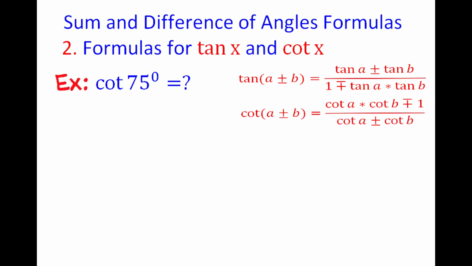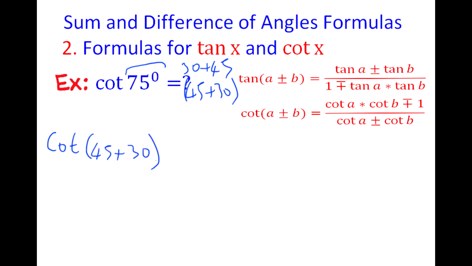Again, we will try to write this 75 as a summation or as a subtraction of two angles. So we can write this 75 as, guys, 30 plus 45, right? Let me write the bigger one first. So it's going to be 45 plus 30, which is 75. So cotangent, instead of 75, I'm going to write 45 plus 30, guys, and this is equal to, I'm going to use this formula, and our sign is plus between A and B.